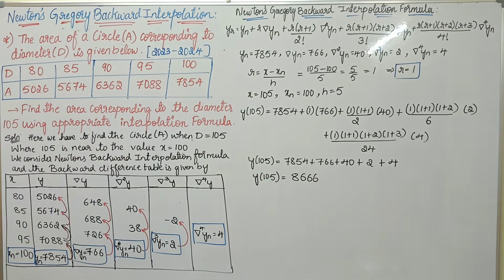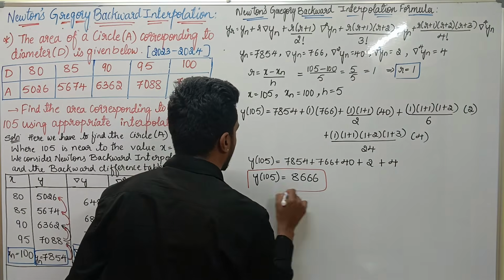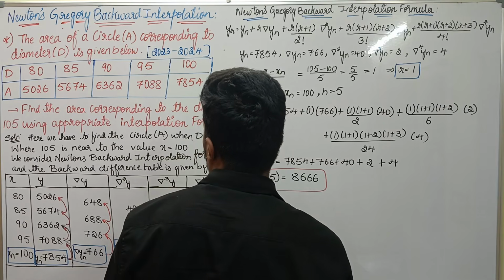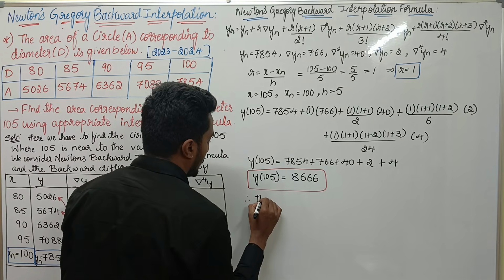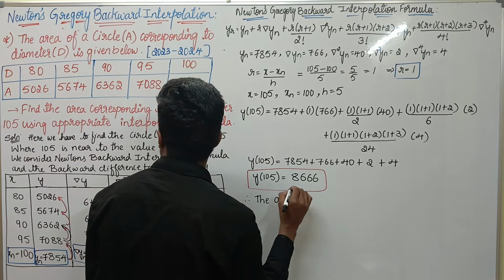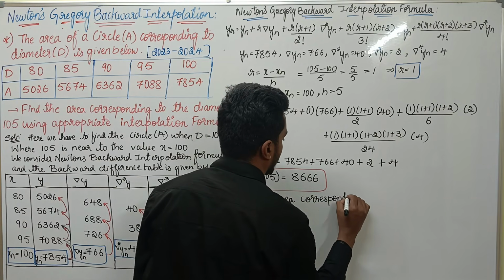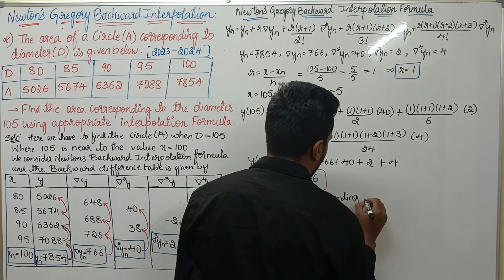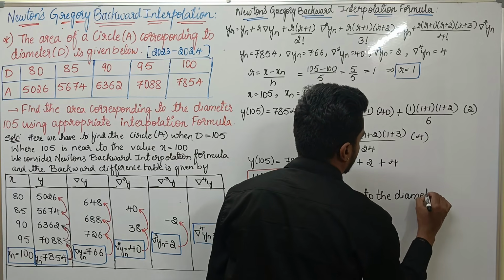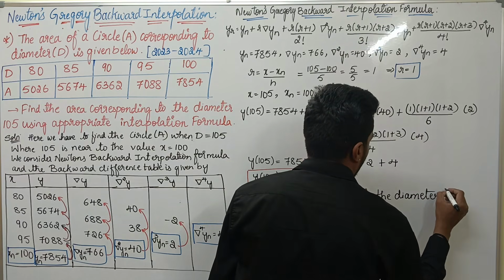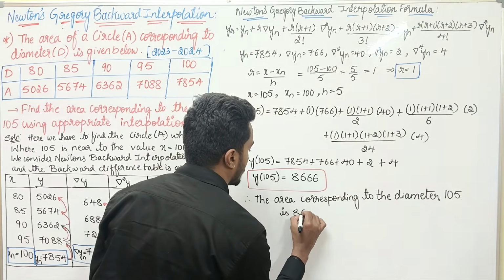8666. This is the required solution for the area corresponding to the diameter 105. Therefore, the area corresponding to the diameter 105 is 8,666.